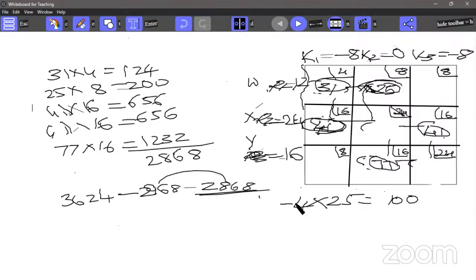Till when do we have to do it, ma'am? We have to do it till all the improvement indexes are 0 or positive, till there is no further improvement possible. I think this will be the optimal solution. You can check out.